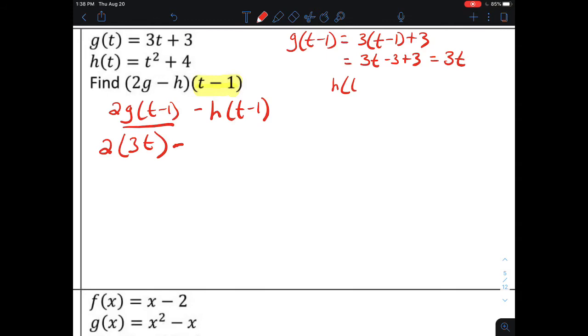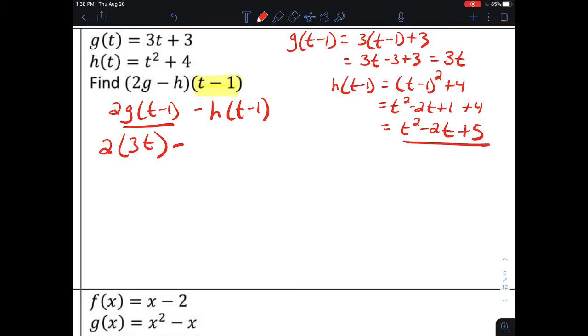So h of t minus 1 means go to where t is, put t minus 1 in its place, and then simplify the problem. So I have to expand that square. So t squared minus 2t plus 1, and then plus 4. And so h of t minus 1 is t squared minus 2t plus 5. So that's where h of t minus 1 is.